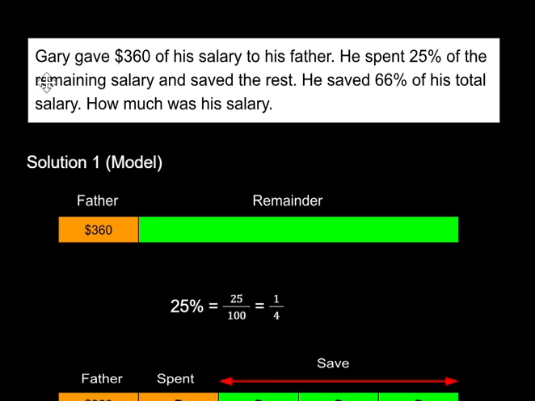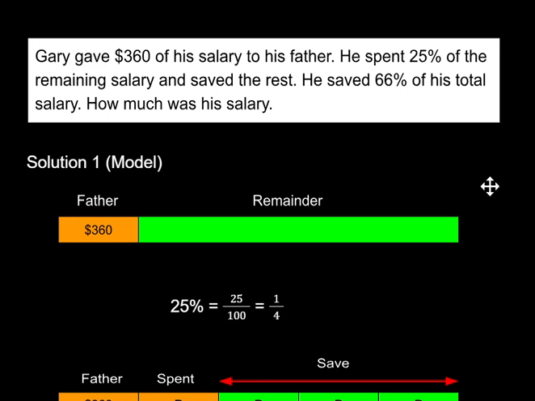Hi, let's look at this question together. Gary gave $360 of his salary to his father. He spent 25% of the remaining salary and saved the rest. He saved 66% of his total salary. How much was his salary?